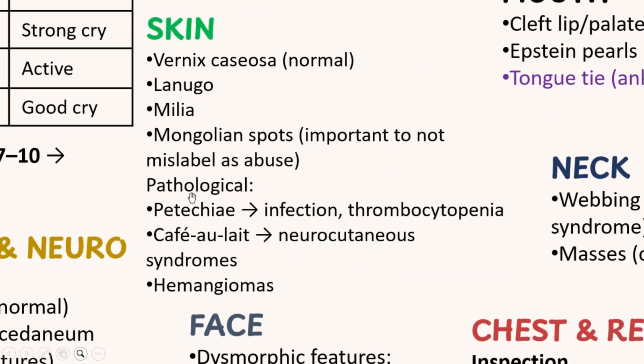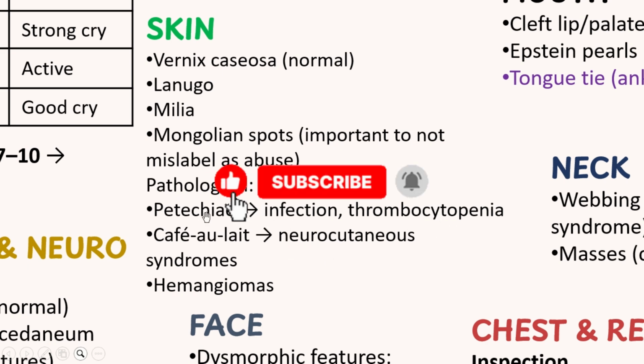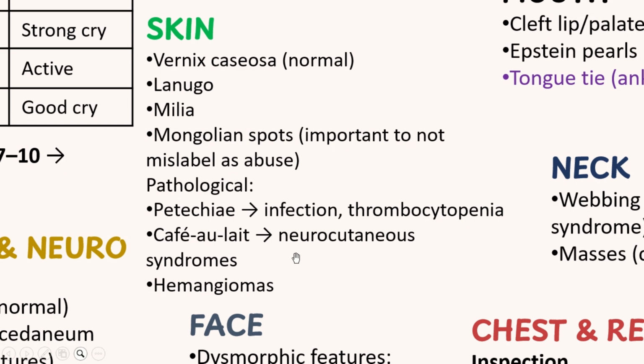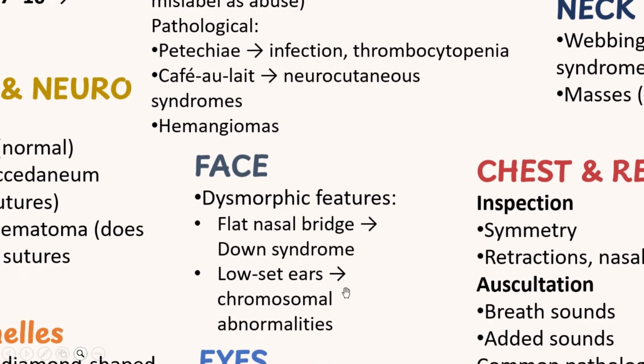And then we have pathological things like petechiae, which is bleeding. It can be due to infection, or it can be due to thrombocytopenia, which is decreased platelets. We have the café au lait spots, and these can be associated with neurocutaneous syndromes. These are very important to know because they could bring about highly specific problems. Then we can have the hemangiomas, which are vessel malformations on the child.